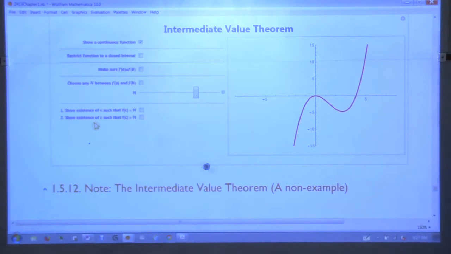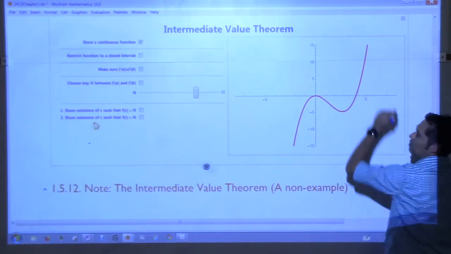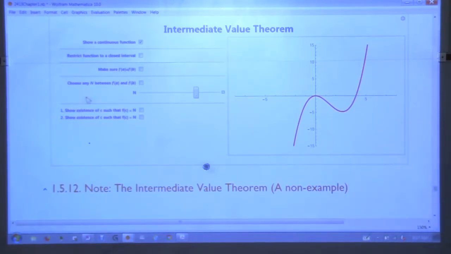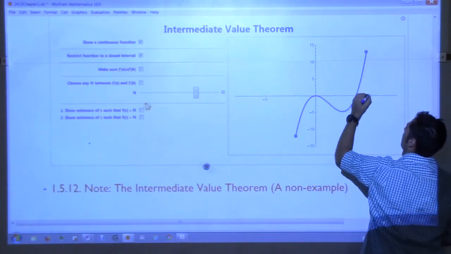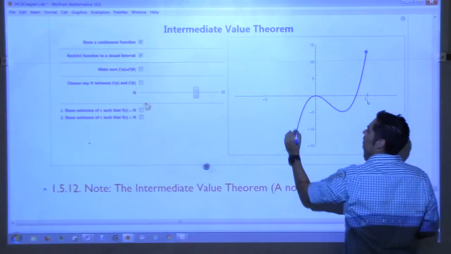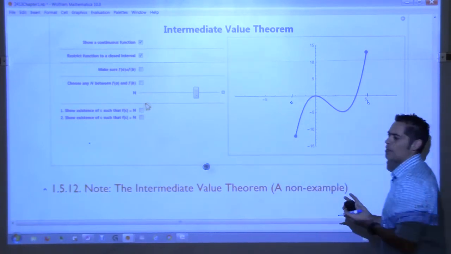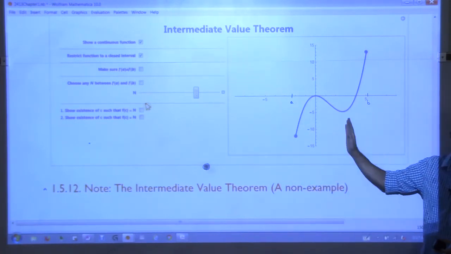Let's say you have a continuous function, all right? So here's a continuous function. Everyone agree? Okay, let's restrict the domain to a closed interval. All right, so now let's stop it at some point A and some point B. So come down here, this is like B. Up here, this is like A. So do you agree that we have a continuous function on a closed interval?